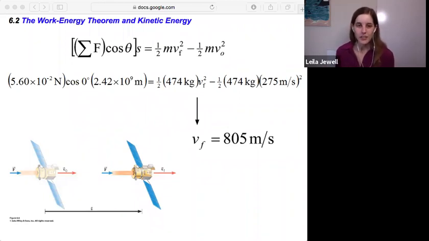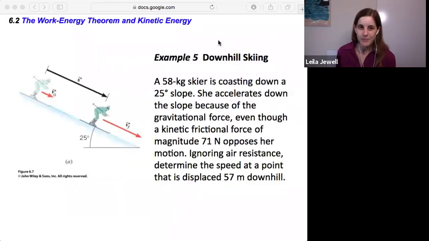We take a look. Let's see. So, oh, too far. Example 5, downhill skiing. A 58 kilogram skier is coasting down a 25-degree slope. She accelerates down the slope because of the gravitational force, even though a kinetic frictional force of magnitude 71 newtons opposes her motion. Ignoring air resistance, determine the speed at a point that is displaced 57 meters downhill.